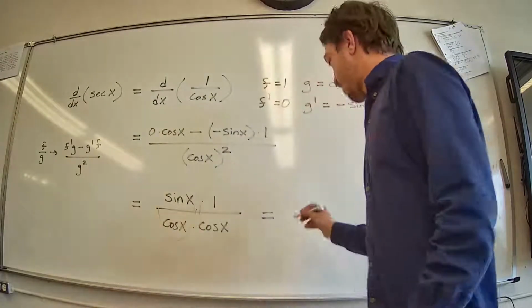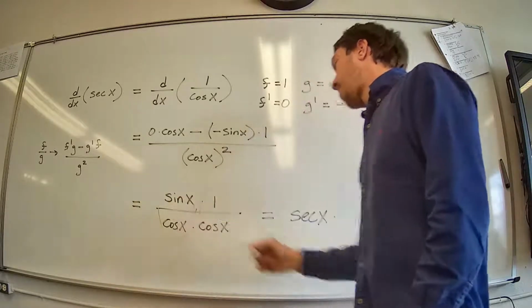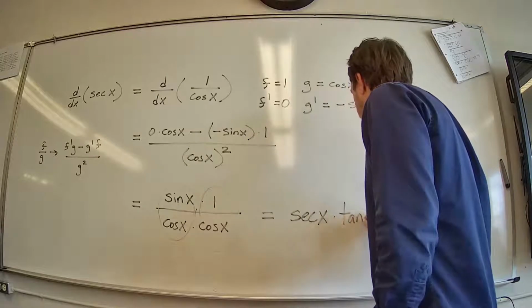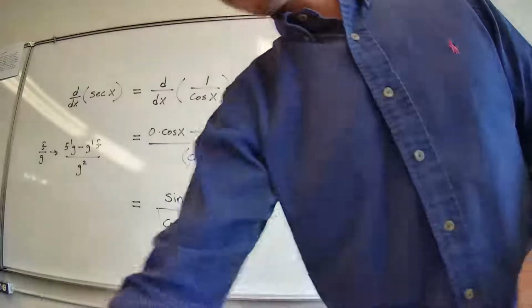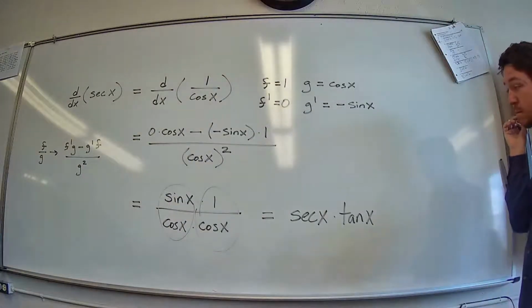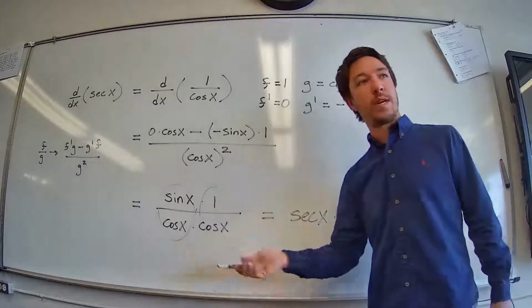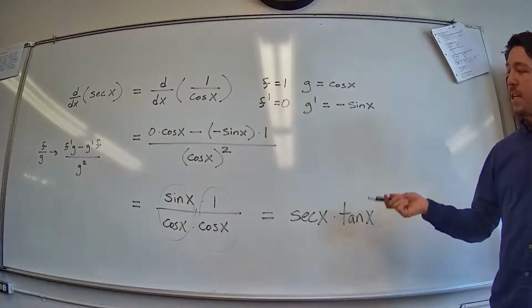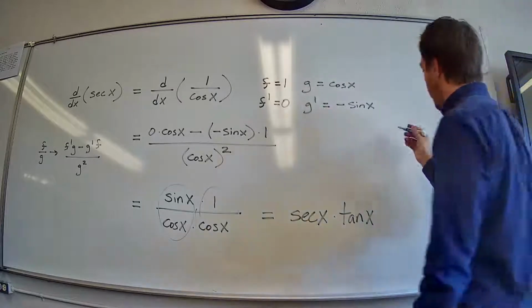What's 1 over cosine? Secant x. And what's sine divided by cosine? The tangent of x. So look at that result. I had it as sine of x over cosine x squared. Is that technically wrong? No, sine of x over cosine squared is not wrong, but they typically like to write it like this.